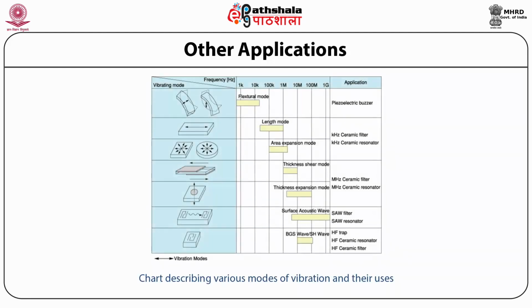So this figure shows the various modes of vibrations and their uses. Now when it is a flexural mode, then it can be used in the piezoelectric buzzer. When there is a length mode and the area expansion mode, it can be used in a ceramic filter and ceramic resonator in the kilohertz range. And when it has a thickness shear mode and thickness expansion mode, it can be used in the ceramic filter and ceramic resonator of megahertz range.